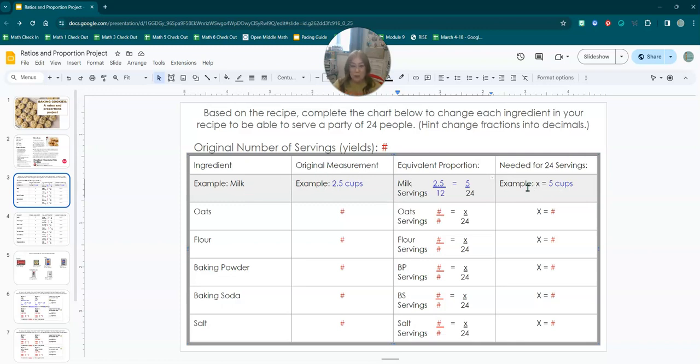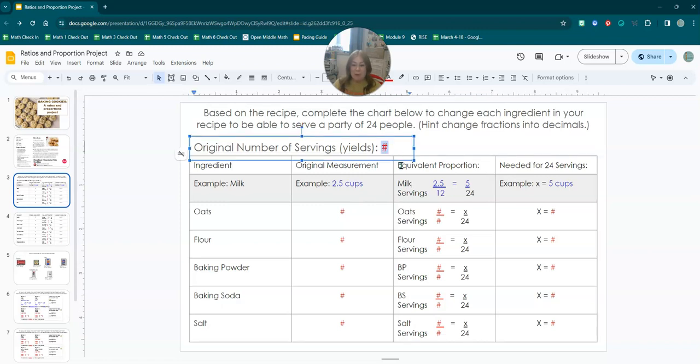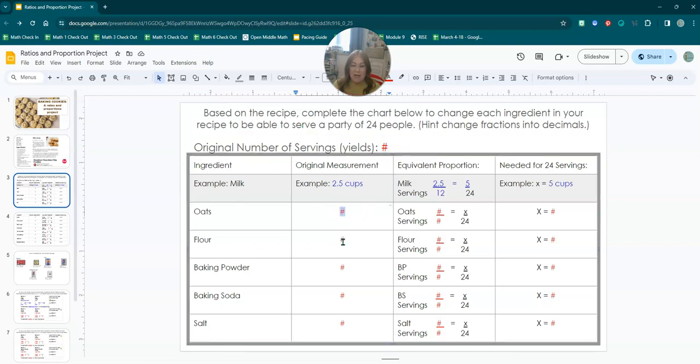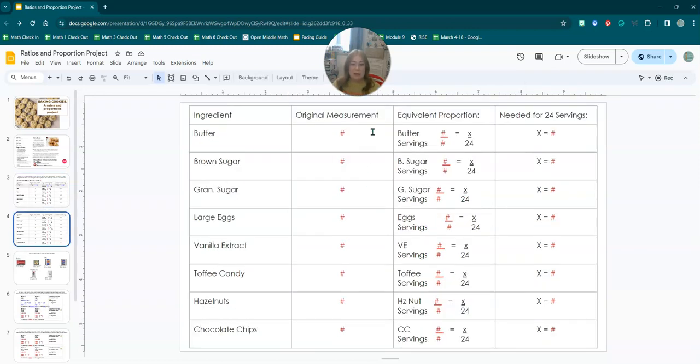Anytime you see blue, that's an example. Anytime you see red, you need to click on that and change that. So anytime you see red, that is where you are clicking to update those. So how much is the original recipe? So here's how much you have to start. Here's what we need to get to. We need to get to 24 people. So you're going to just repeat that for all of the ingredients.